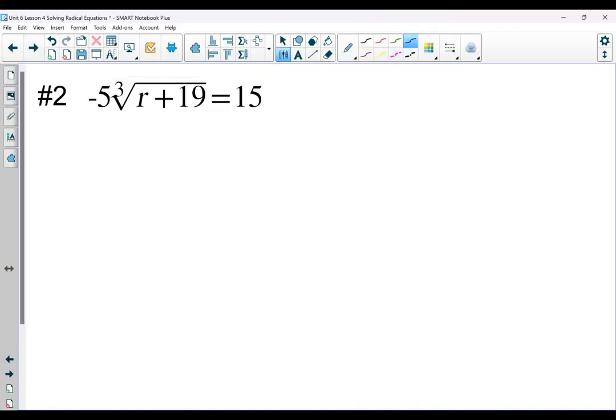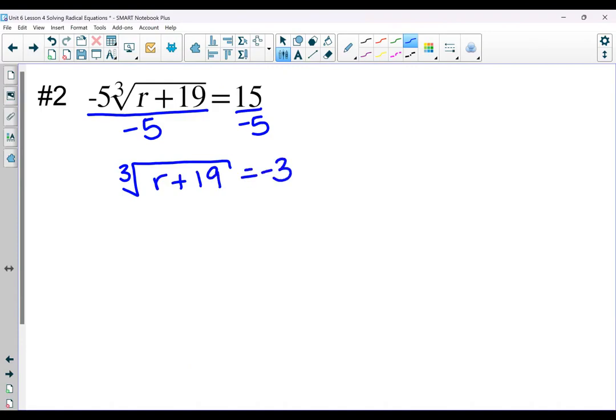The process to solving any radical equation is the same. You have to isolate the radical. I'm going to do that by dividing both sides by -5. So I get the cube root of r plus 19 is equal to -3. I'm not worried that I have a root equal to a -3 because the index is odd. It is possible that I have an output of a negative number from an odd root. So that's okay with me.